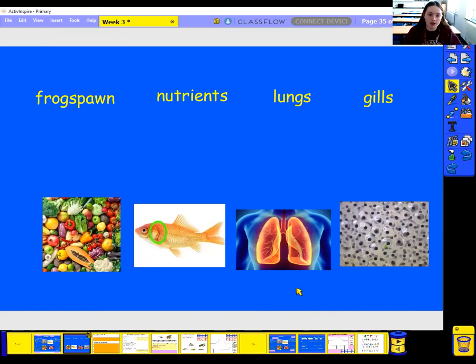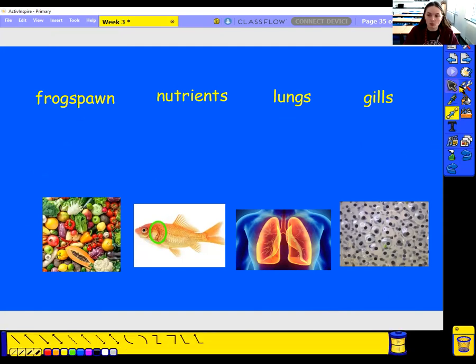You can pause the video here and you can write the words and draw a picture to show what the word means, or you can keep listening and we're going to talk through them one at a time. Ready? Let's go. What is this a picture of? Is it a frog spawn, nutrients, lungs, or gills? What is this a picture of? Nutrients. Fantastic. The things in our food that we need to live.